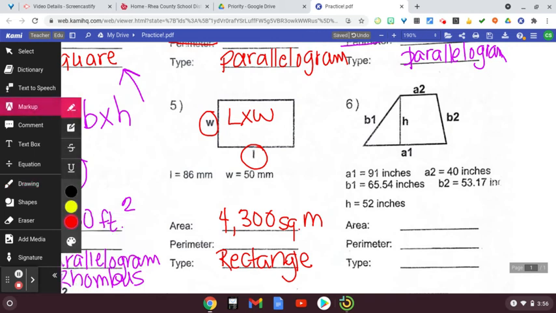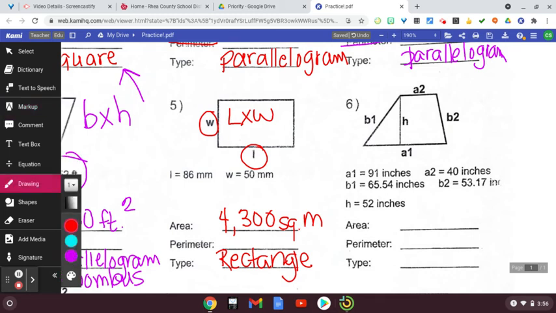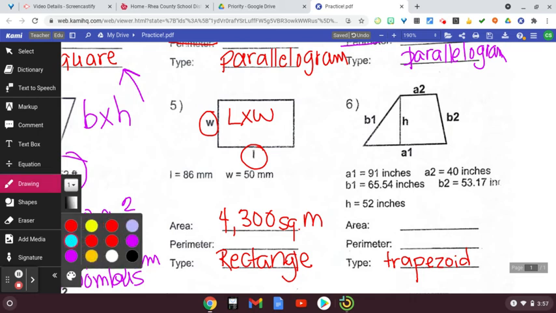Now, the next one is going to be a little bit challenging. This one is a trapezoid. So I'm going to go ahead and put that word right over here, trapezoid. And before I actually get into the formula, I want to show you something about trapezoids. With a trapezoid, we actually have, if you notice, a little rectangle right over here, and then we actually have 2 triangles next to it.